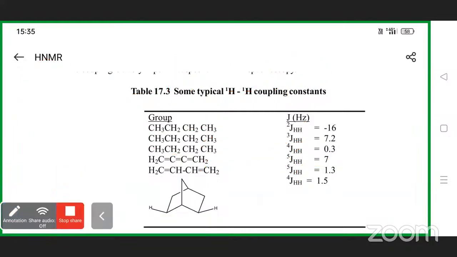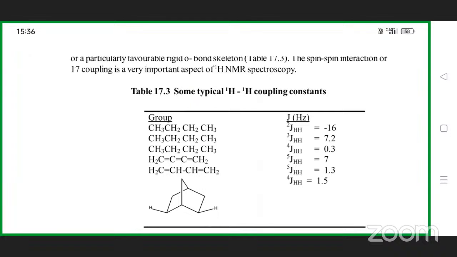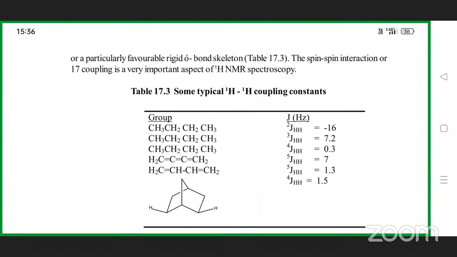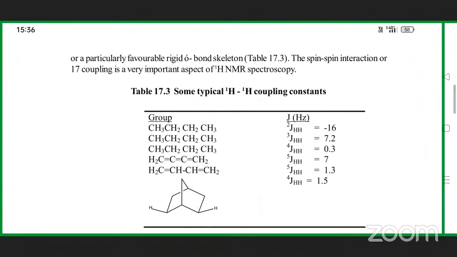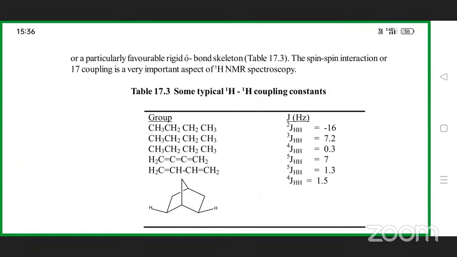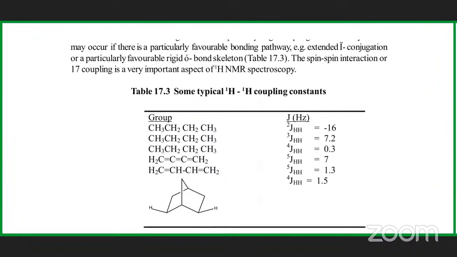So in this particular n-butane, we have this J2 HH. HH generally means the coupling is homonuclear coupling only. In proton NMR, you can see only the homonuclear coupling. No heteronuclear coupling is observed in the H1 NMR spectra. You can see the heteronuclear coupling in the C13 spectra, because carbon and hydrogen coupling takes place there.